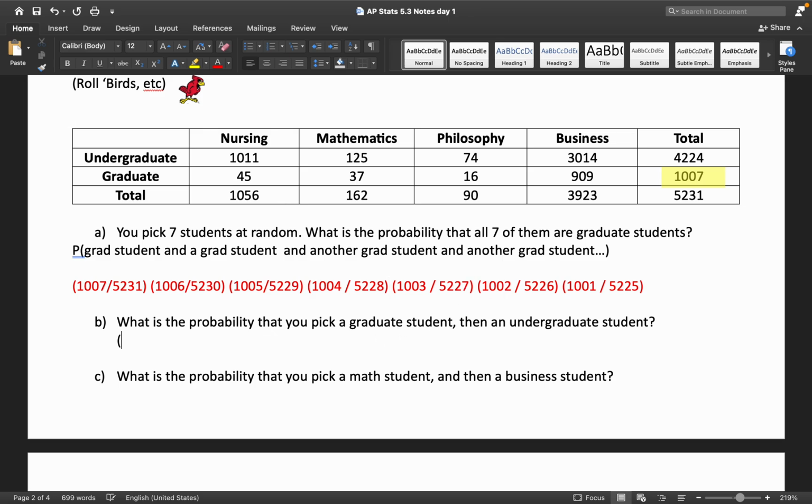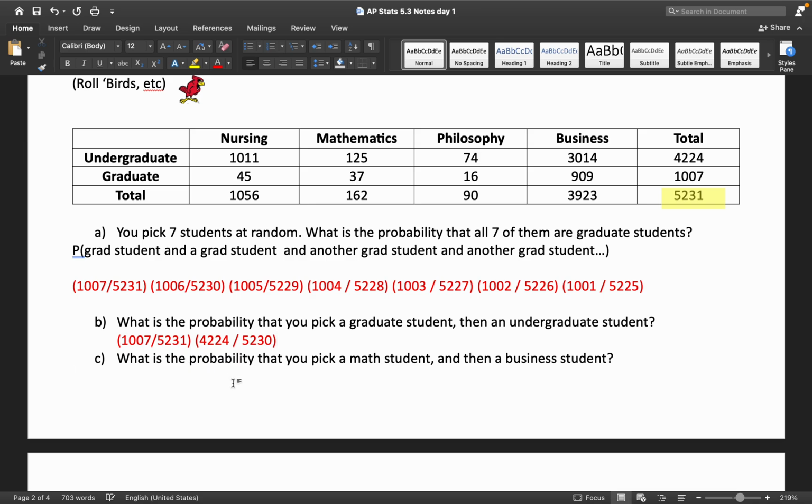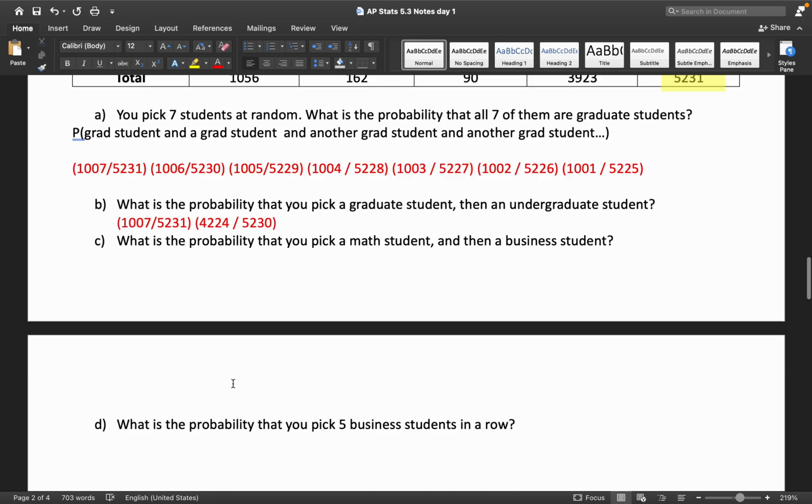If I wanted the probability of a grad student and then an undergrad, well, probability grad student was initially 1,007 out of 5,231. Then if I wanted an undergraduate next, the odds of getting an undergraduate, there are 4,224 of them. And remember, I took away one of the students. So instead of 5,231, now there are only 5,230 left, because that one grad student was already taken.